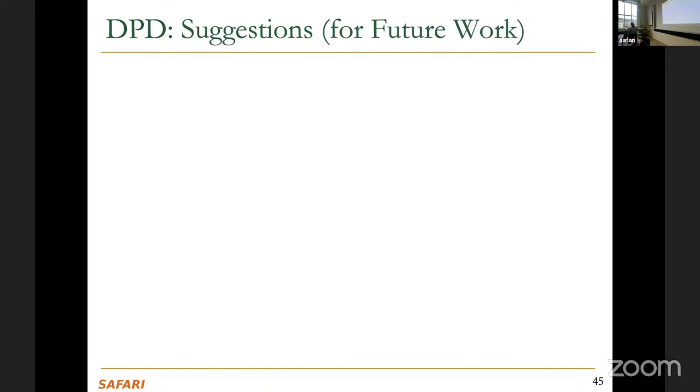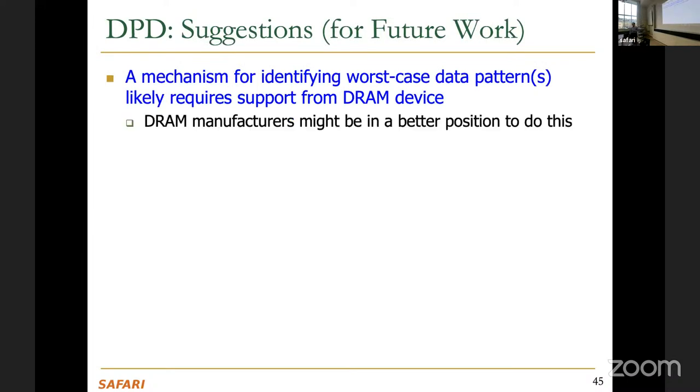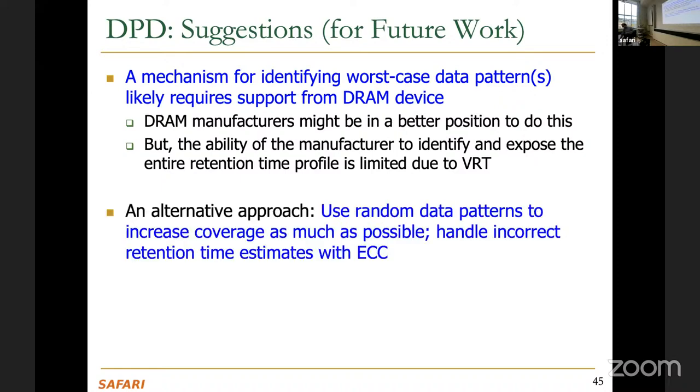So we suggest some avenues for future work. A mechanism for identifying worst case data patterns likely requires support from the DRAM device. And we believe DRAM manufacturers might be in a better position to do this. However, the ability of the manufacturer to identify and expose the entire retention time profile is limited by what I'm going to discuss next, which is variable retention time. So manufacturers are not in the best position for this.